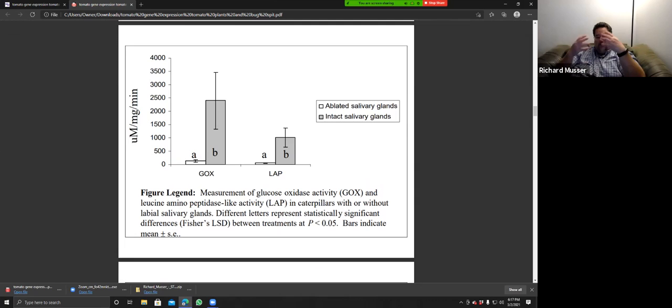In fact, there are a lot of other factors like leucine aminopeptidase, an enzyme found in the salivary glands of these caterpillars. So again, if they have intact salivary glands and they feed on a paper disc, and I wash off the paper disc and do an enzyme assay with a spectrophotometer, the glucose oxidase activity is much higher from discs that caterpillars with intact salivary glands fed on. But if I washed off paper discs from caterpillars with ablated salivary glands, you don't see that activity.